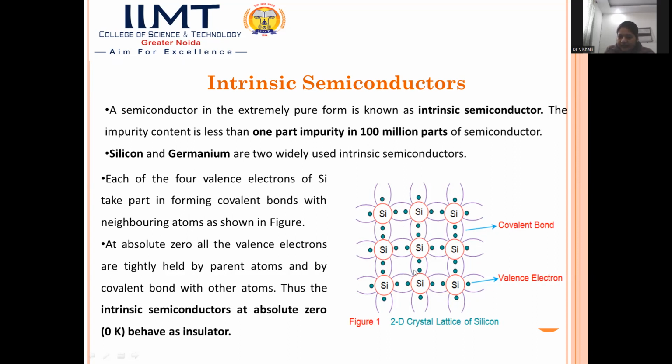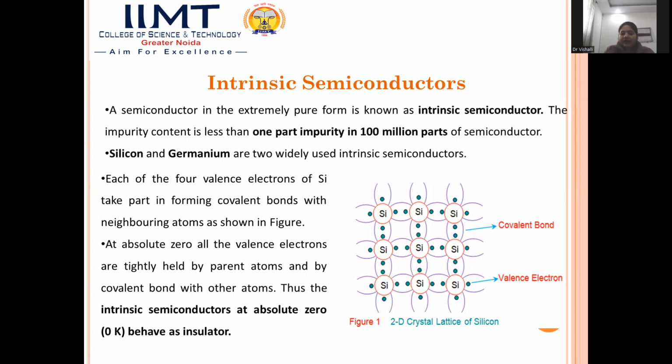It has attained 8 electrons, and the other silicon atoms with which it has formed bonds, their octet is also complete. So this type of bonding in which the sharing of the electrons is there is called a covalent bond. So in this semiconductor, silicons are bonded in covalent bonds. Each of the silicon atoms takes part in forming covalent bonds with the neighboring atoms, and they complete their octet. So this is the structure of the silicon lattice.